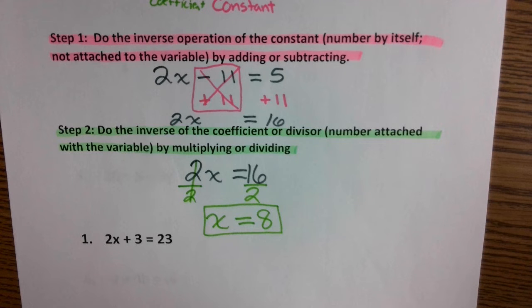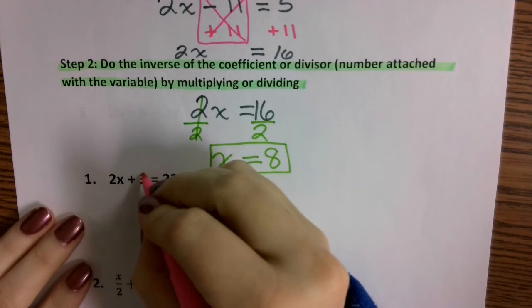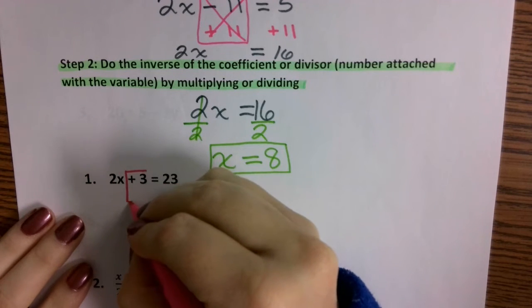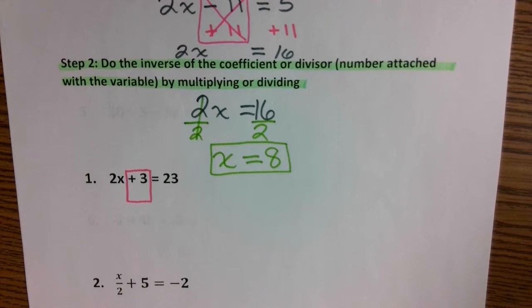Let's do a couple practice problems. Let's take a look at this one. 2x plus 3 is equal to 23. Again, the first thing that I want to do is get rid of my addition and subtraction. So here is my constant. This is what I happen to be adding. I'm adding 3 right now.